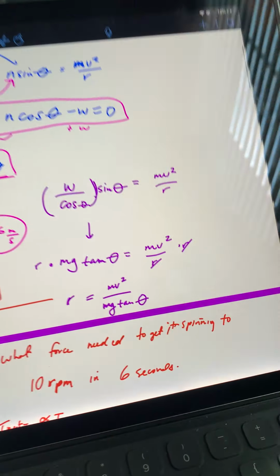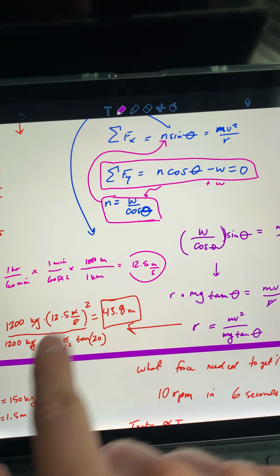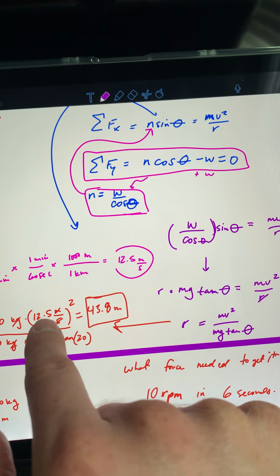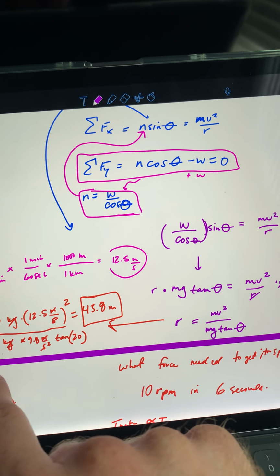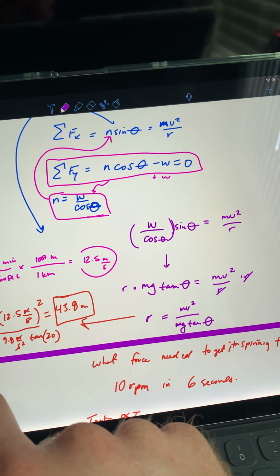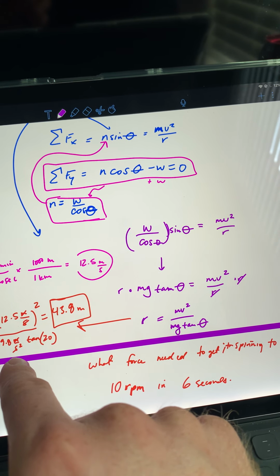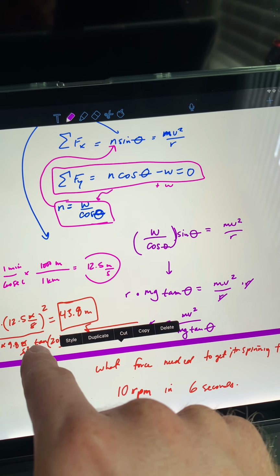So now we just got to plug in the variables, and that's what we've done right here. So 1,200 kilograms times 12.5 meters per second squared over 1,200 kilograms times 9.8 meters per second squared, which is gravity, times the tangent of 20.